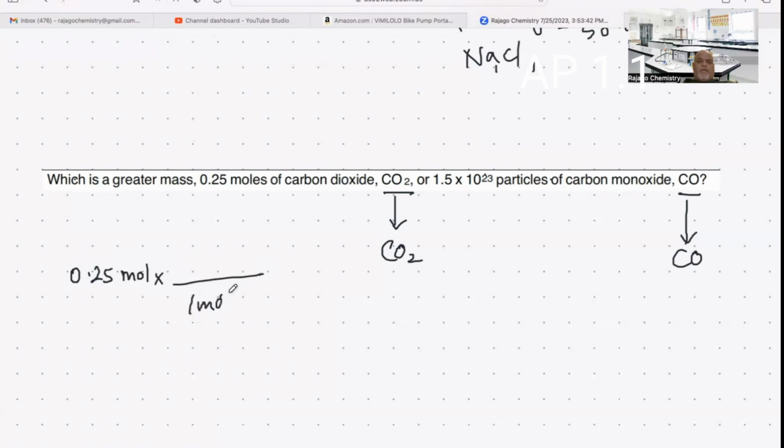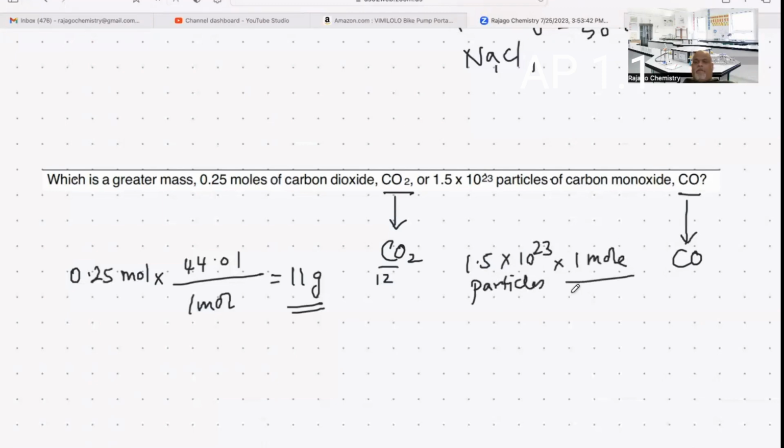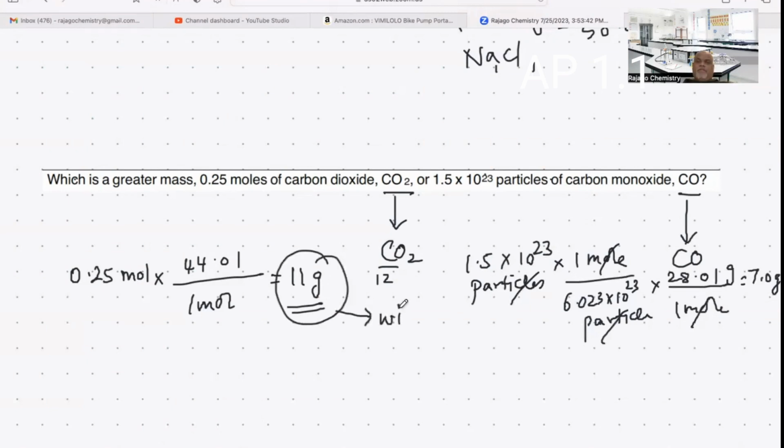1 mole of carbon dioxide is easy to calculate. 12 and 16 into 2, so it should be 44.01. Now you should calculate, and you should get 11 grams of carbon dioxide. Now here you have 1.5 into 10 to the power of 23 particles. 1 mole will have Avogadro number of particles. And 1 mole is going to weigh here 28.01, which means this is going to weigh only 7 grams. So of these, 11 grams is the winner. So carbon dioxide is going to have the greater mass.